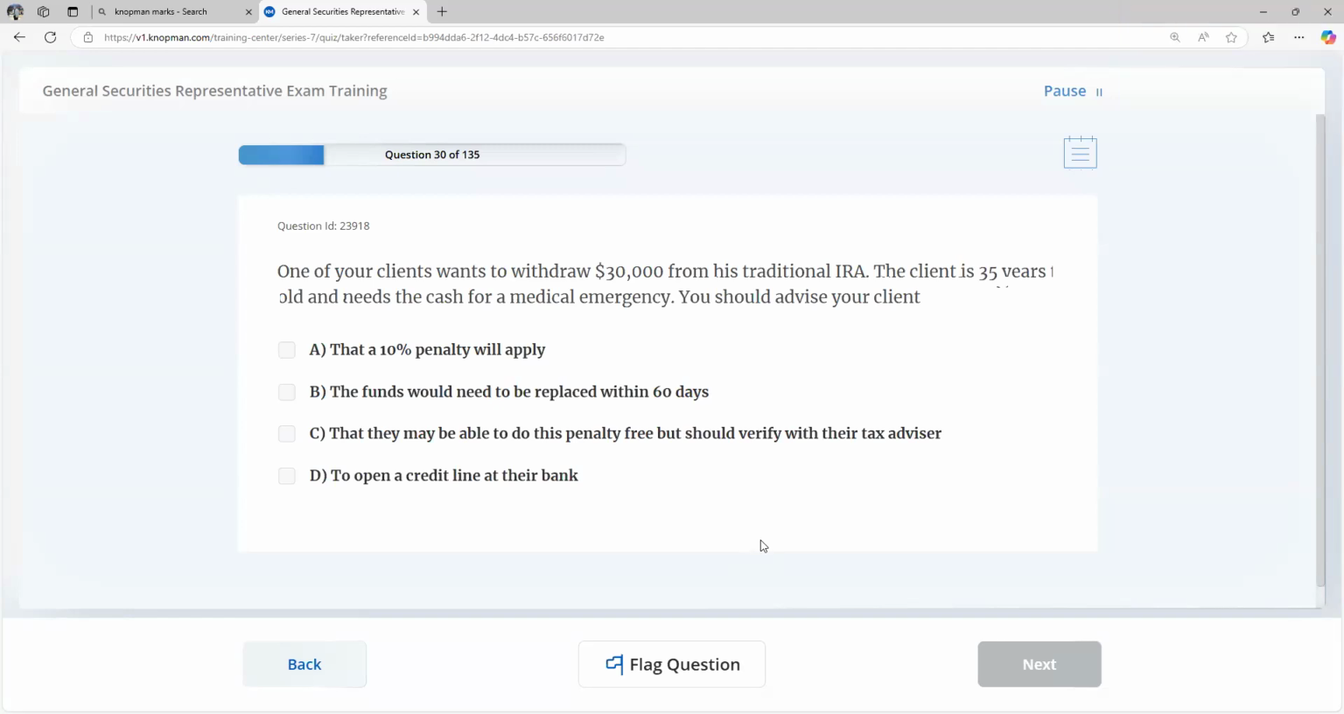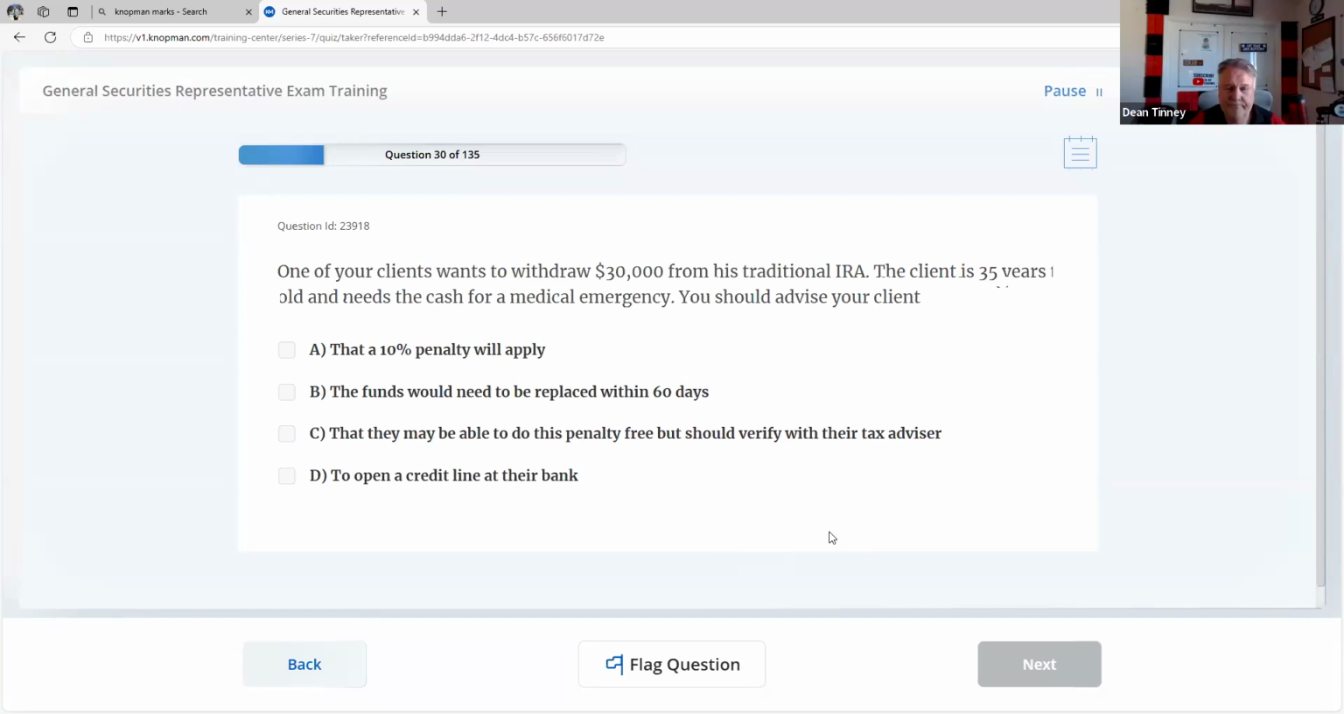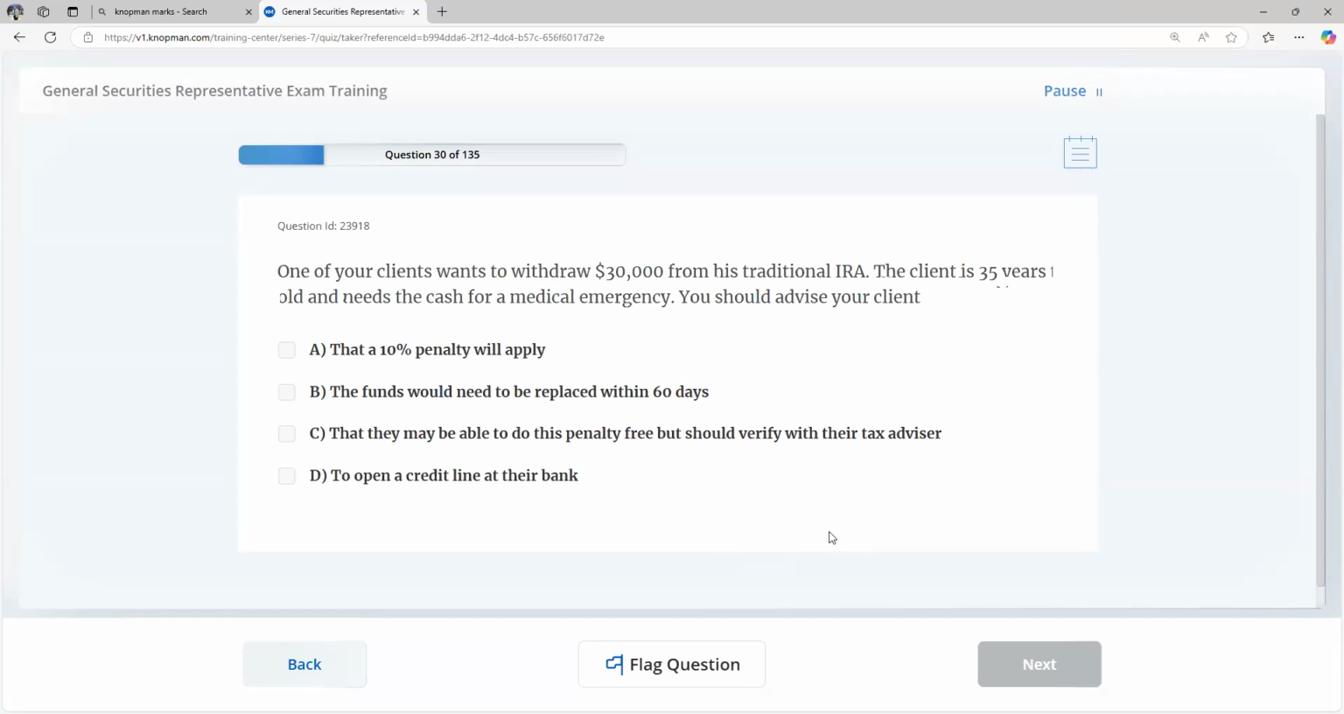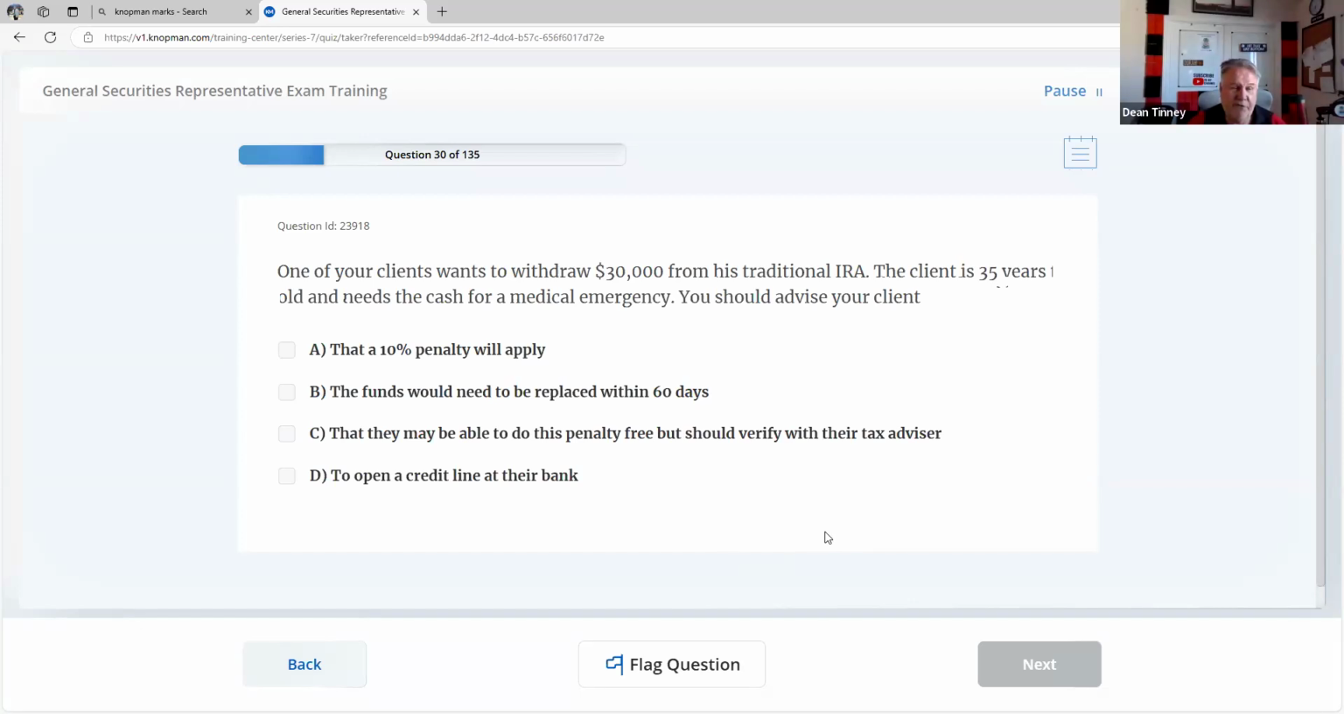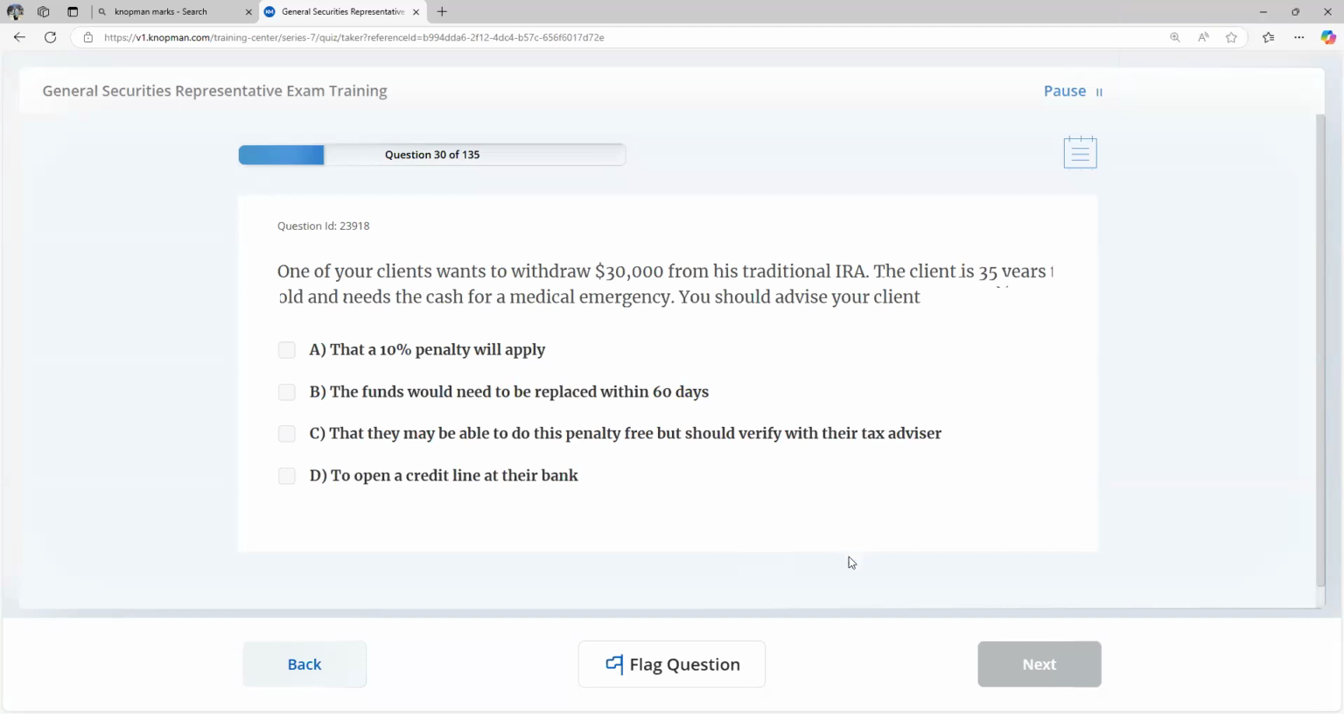Yeah, they would not need to be replaced. They may be able to do this penalty free, but should verify with their tax advisor. Okay, I know it's not open a line of credit, and I'm with you. I don't think it's going to need to be replaced in 60 days. Particularly if he's having a medical emergency. You better be off your deathbed in 60 days. I think it's either he's going to get taxed to take it out, or he's going to be able to do it penalty free. But I don't know what the medical emergency is.